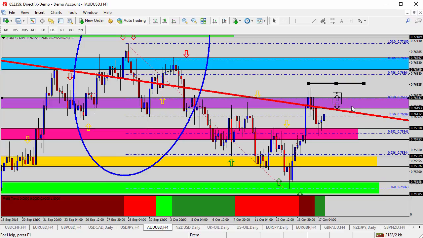Now, the only thing that for me will change that scenario is a break above 76.35. That's the risk in this scenario, to start looking for this to go higher for the Australian dollar.